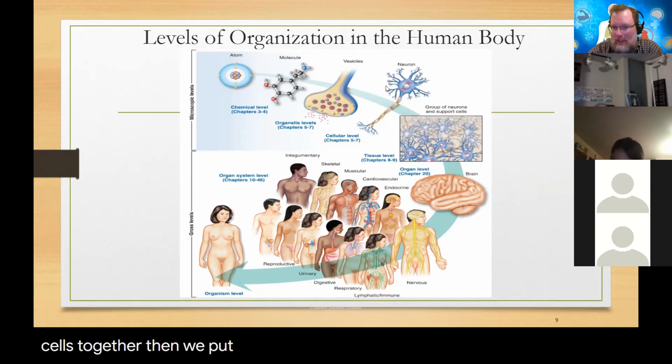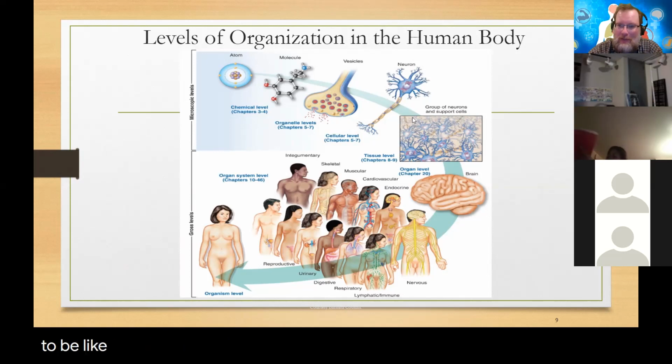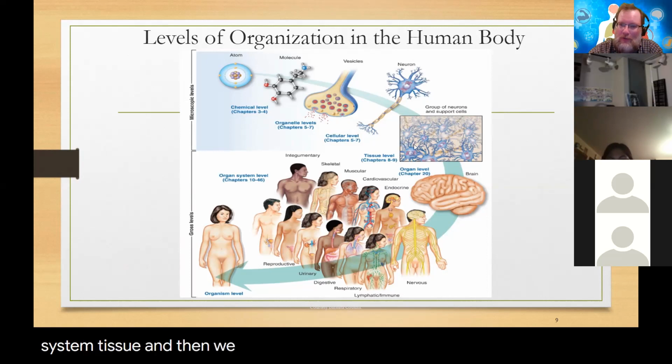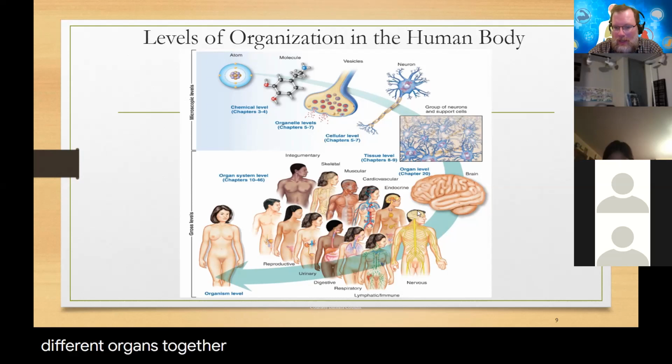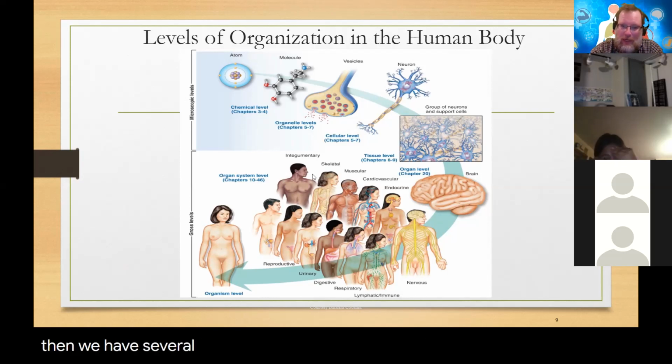Then we put all these cells together that, again, are going to be like cells or similar cells in structure and function. And now we have a tissue. This happens to be nervous system tissue. And then we put all that nervous system tissue together and we end up with a brain or a spinal cord or nerves. And then we put some of those different organs together and we end up with an organ system. So we can see the nervous system is going to have the brain, spinal cord, and nerves. And then we have several other body systems.